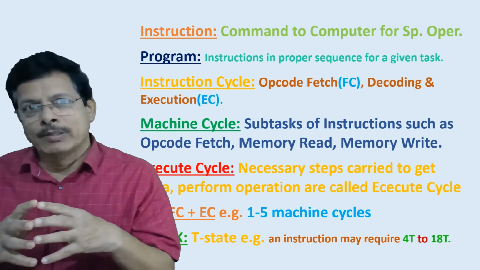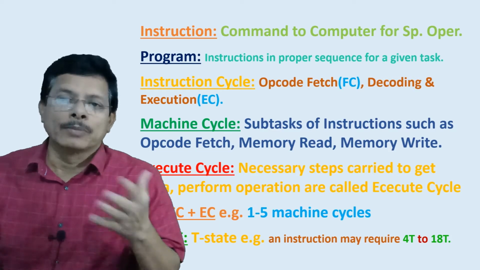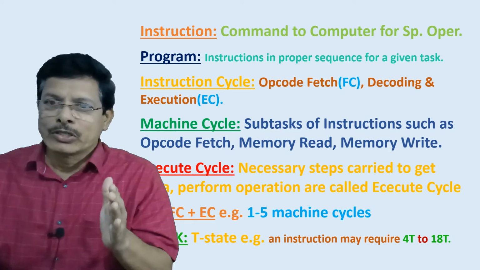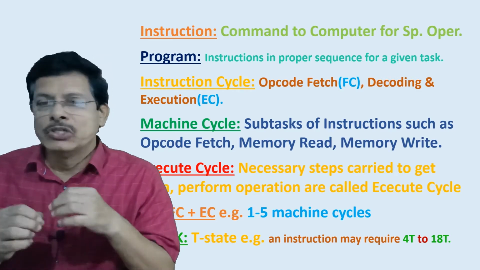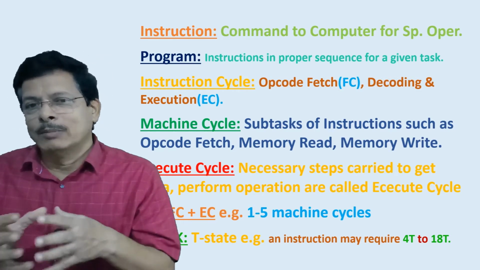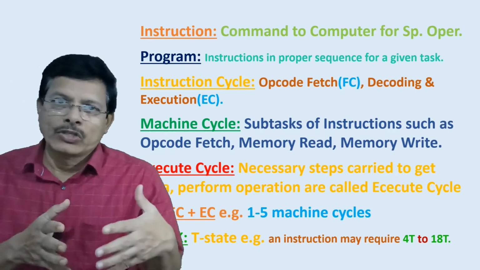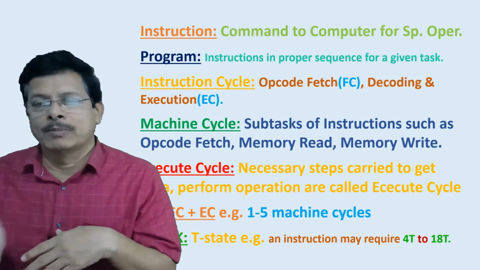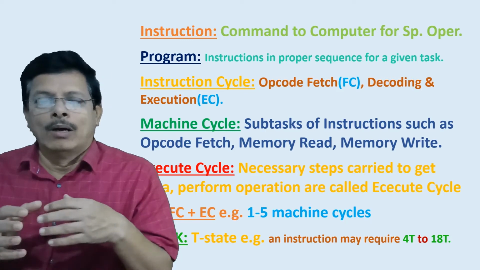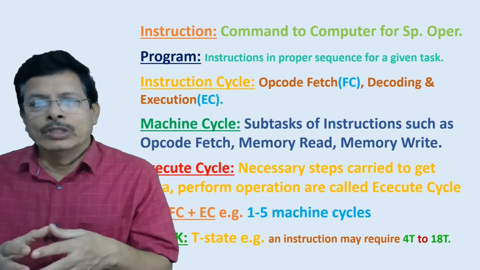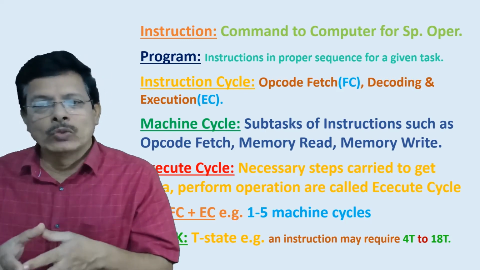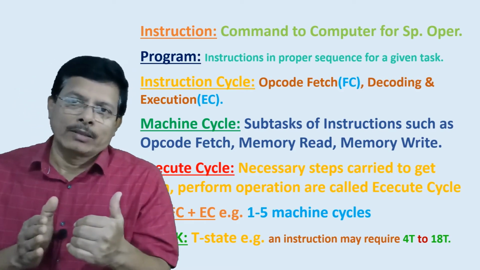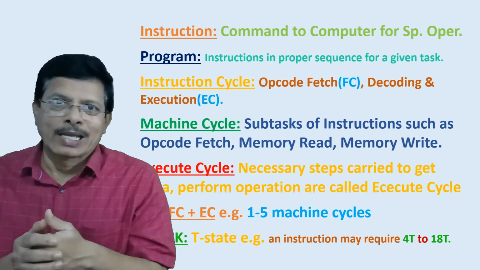One instruction may have several subtasks. The subtasks of a complete instruction are called machine cycles. A machine cycle can be opcode fetch, memory read, or memory write. So these are the subtasks. That means the instruction cycle is actually the fetch cycle and the execute cycle. So let us study what the fetch cycle is.